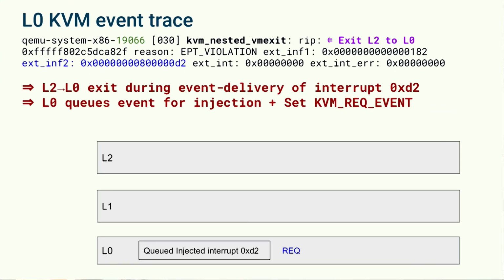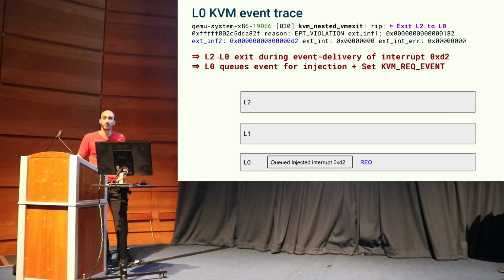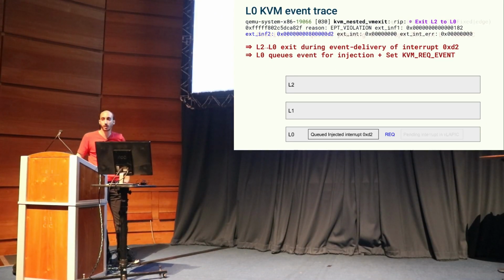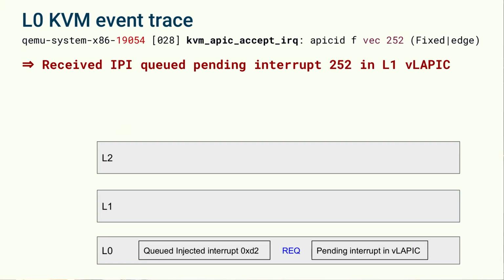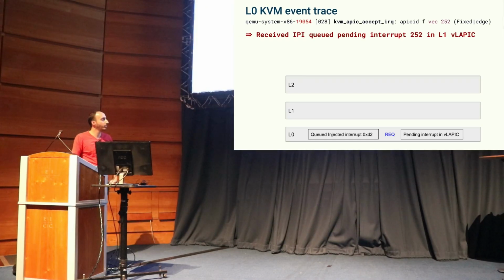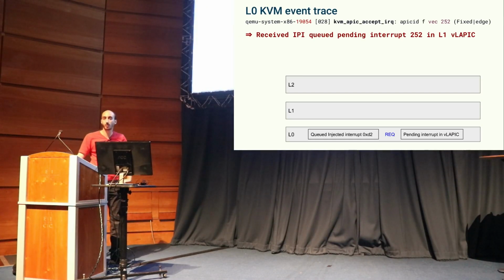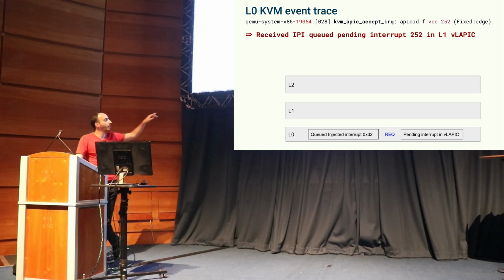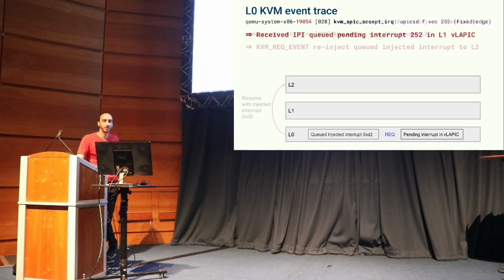So like we said before, in this case, what KVM is going to do is queue this D2 interrupt in an injected state, and also signify the KVM req event. Now, before the KVM req event handler has run, the next event that we see in the log is that we also got an IPI from another layer 1 CPU that resulted in queuing another pending interrupt waiting for layer 1. So now when the KVM req event handler is going to be run before resuming the layer 2 guest, it will have both events queued. One is in an injected state and one in a pending state.